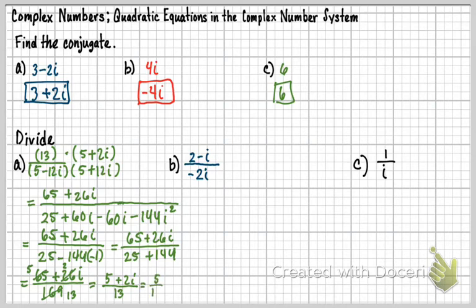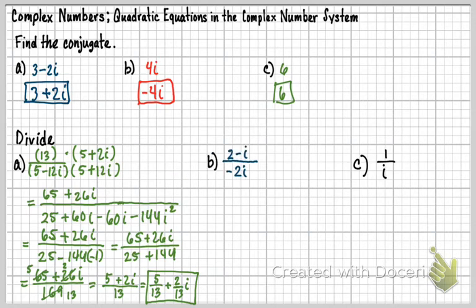This is really 5 over 13 plus 2 over 13 i. And that's the actual final answer, because the form is usually a + bi, and that's how we're going to have to write it. So get used to that. That's the answer. Okay, now let's do part B.